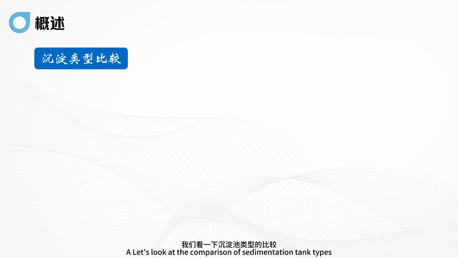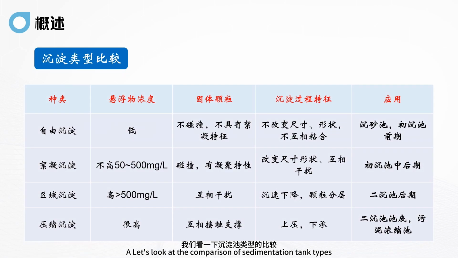Let's look at the comparison of sedimentation tank types. The concentration of suspended pollutants in the free sedimentation tank is low. Solid particles do not collide and have no flocculation characteristics. The characteristics of the precipitation process do not change. The size and shape do not change, and they do not adhere to each other. It is mainly used in the grit chamber and the early stage of the primary sedimentation tank.